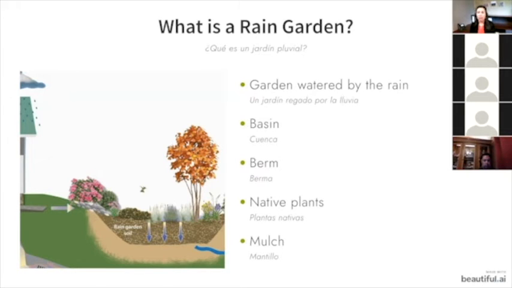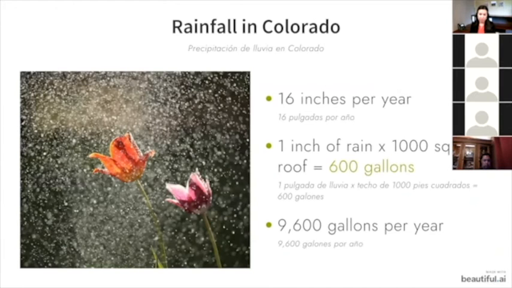So now you may be thinking, okay, well, why are we talking about rain gardens in Colorado? It doesn't rain that much here. But actually, in the Fort Collins area, we typically get about 16 inches of rain per year, which doesn't sound like a lot of rain, but a 1-inch rain on a 1,000 square foot roof, which is really a section of roof, even on residential properties, will yield 600 gallons of water, or 9,600 gallons of water per year. So we have plenty of rain to make very effective rain gardens here. Rain gardens are being utilized extremely successfully in Arizona, where they get much less rain than we do, somewhere around 11 inches per year.